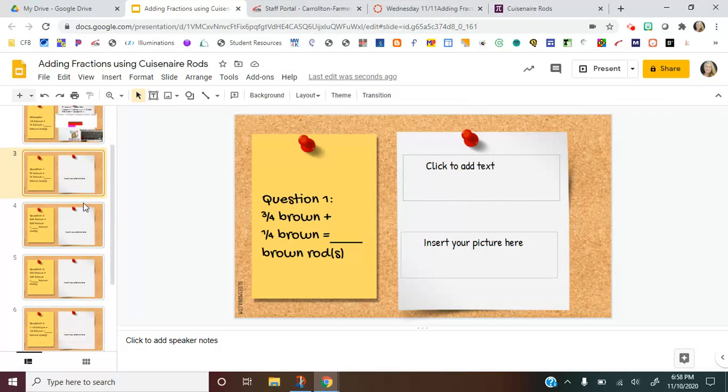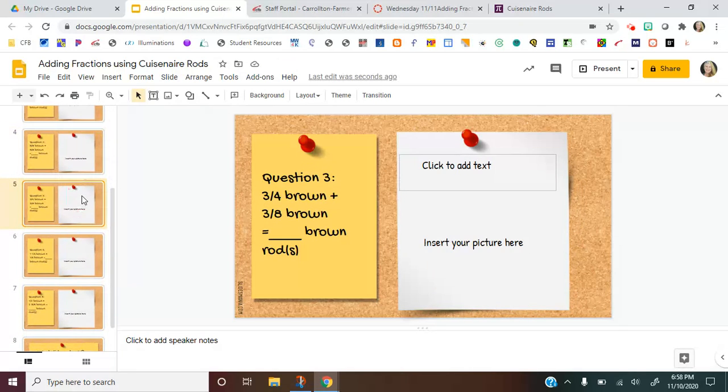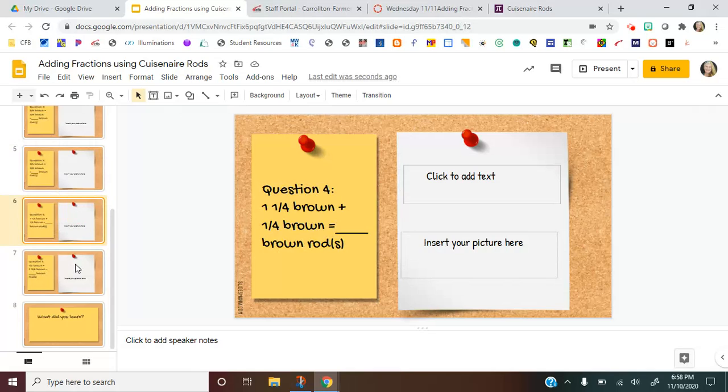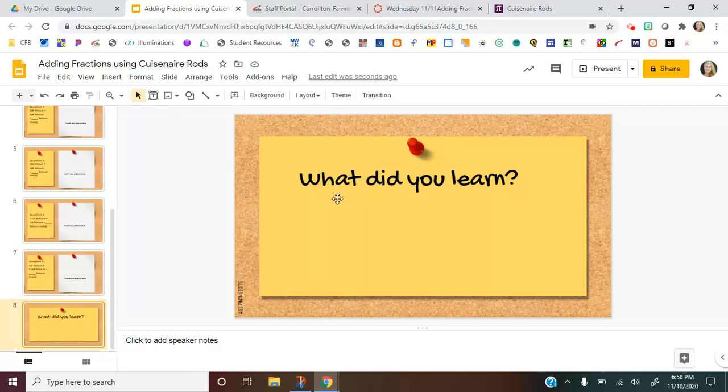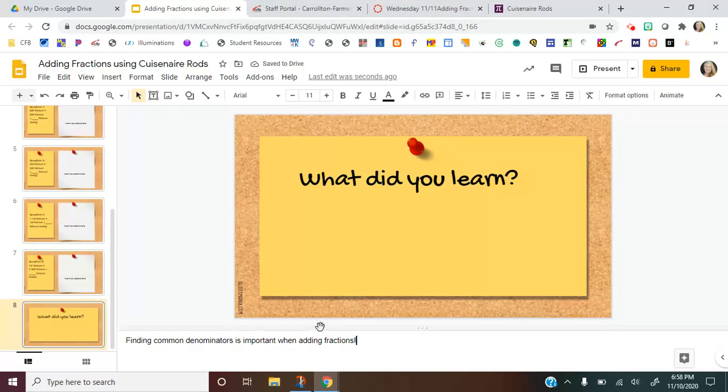Again, these are some fun manipulatives to work with, but they also do make you think deeply. And really down at the bottom, I just tried to recapture again, what did you learn? And hopefully you are learning some things about finding common denominators. So maybe I'll just add that to the bottom. Finding common denominators is important when adding fractions. Okay, that's super important. So maybe something along those lines about how you're thinking about finding common denominators.